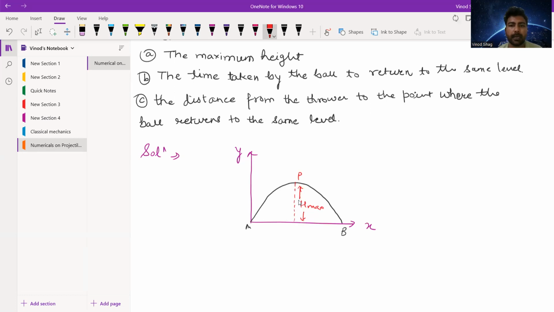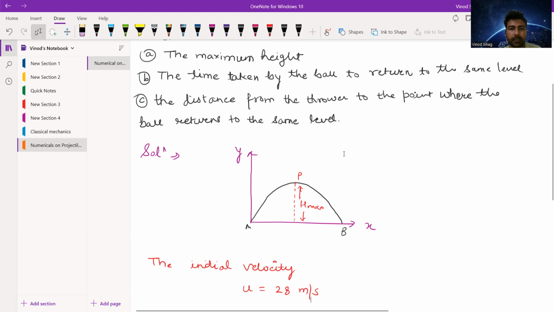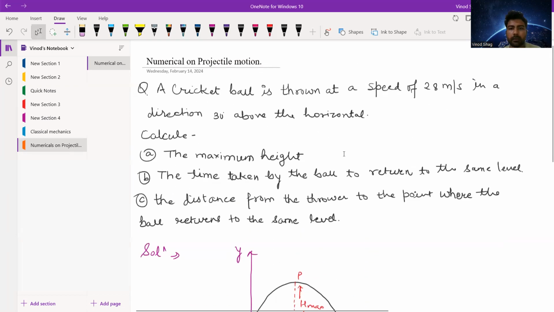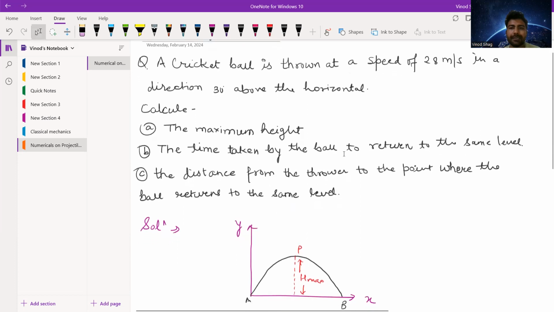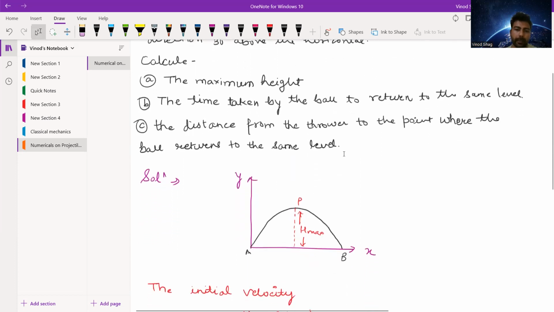Okay, the maximum height. So first of all, what is given here? Given in the question that we will write. What is given? The initial velocity. Initial velocity. कितना दिया initial velocity? That is 28 meter per second. ठीक है, उसके बाद क्वेश्चन में क्या दिया है कि it is thrown at a direction 30 degree above the horizontal. तो ये हॉरिजॉन्टल से 30 डिग्री अबव इसको थ्रो किया गया है.